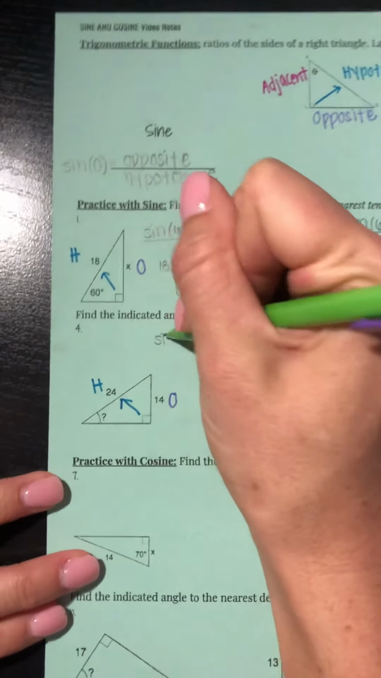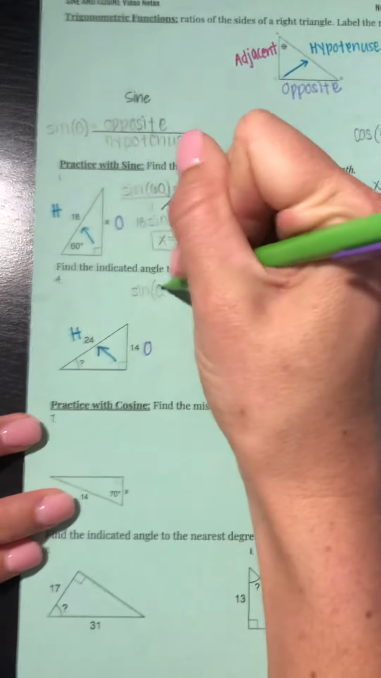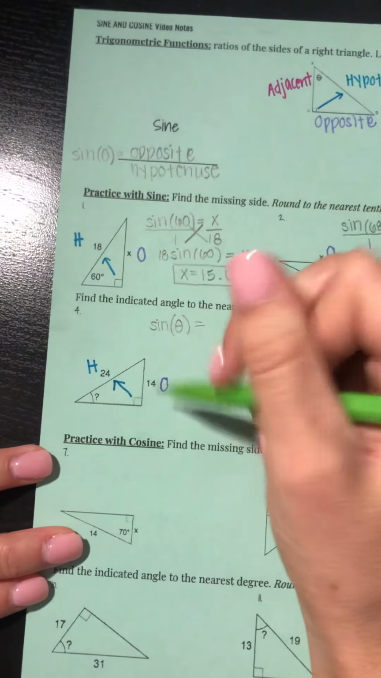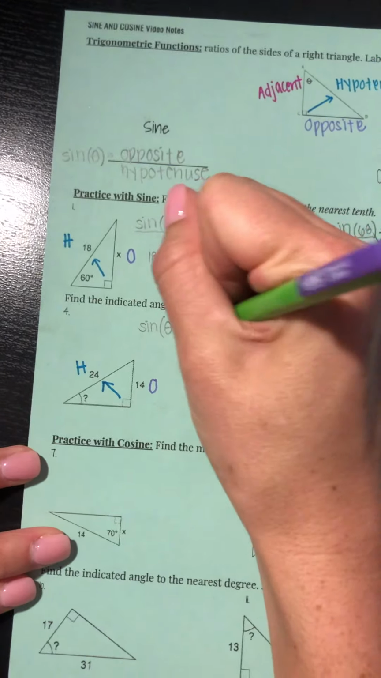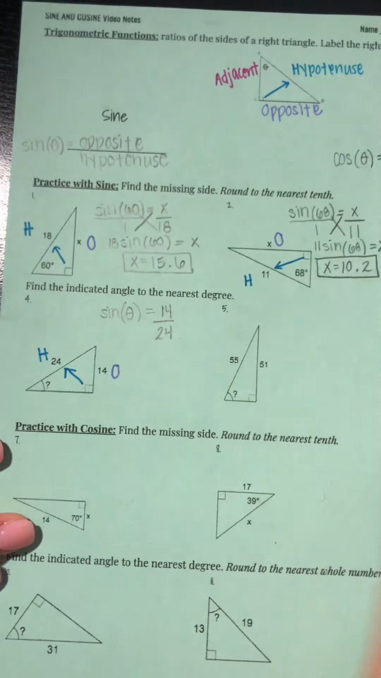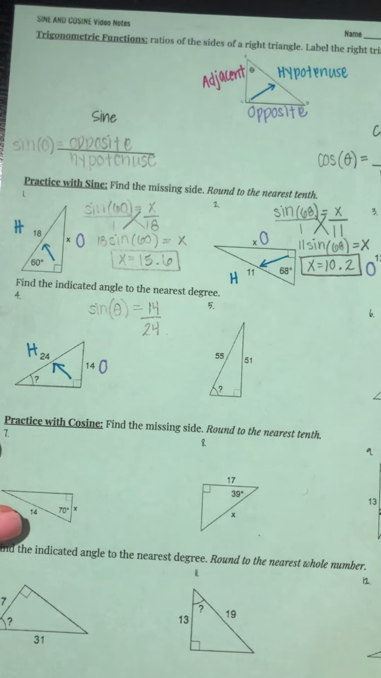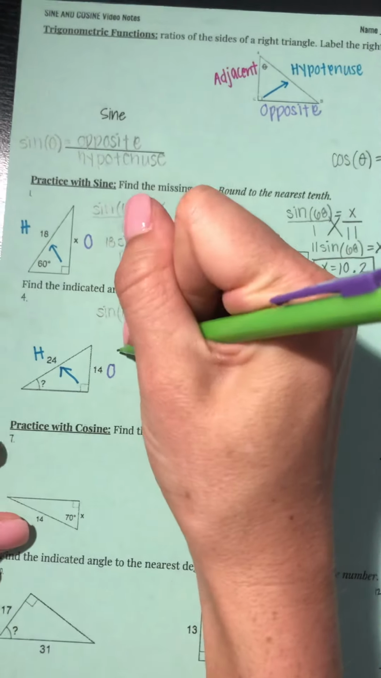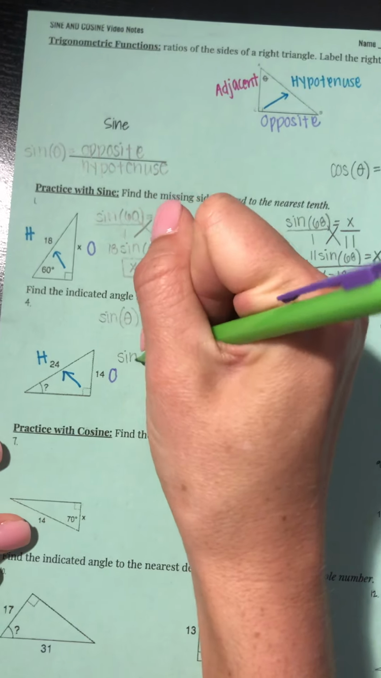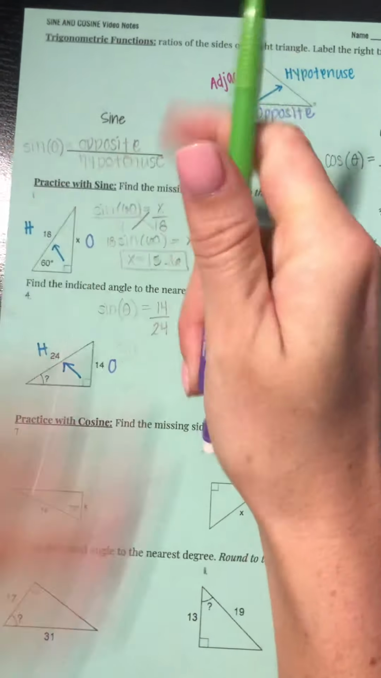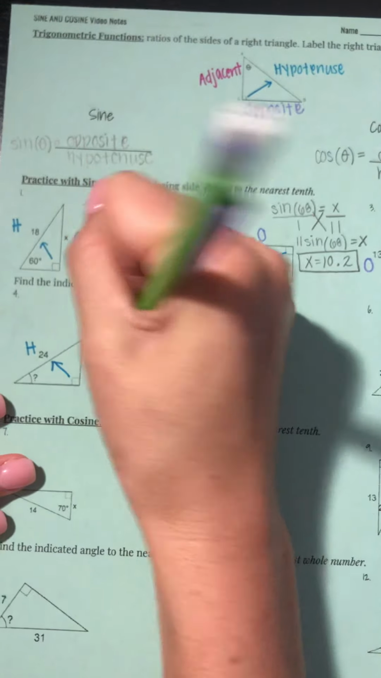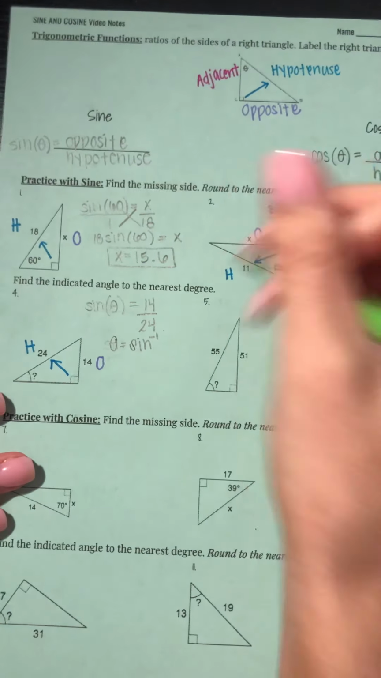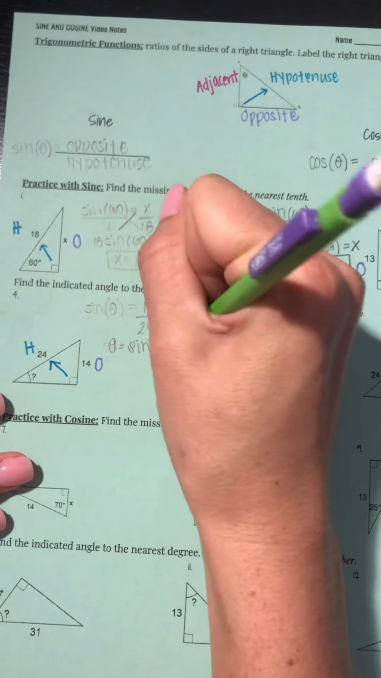Now we have sine of theta, because we don't know what it is, equals opposite over hypotenuse. And so the opposite of sine, because I want to get theta alone, that's when you're going to do sine inverse. Theta equals sine inverse of 14 over 24.